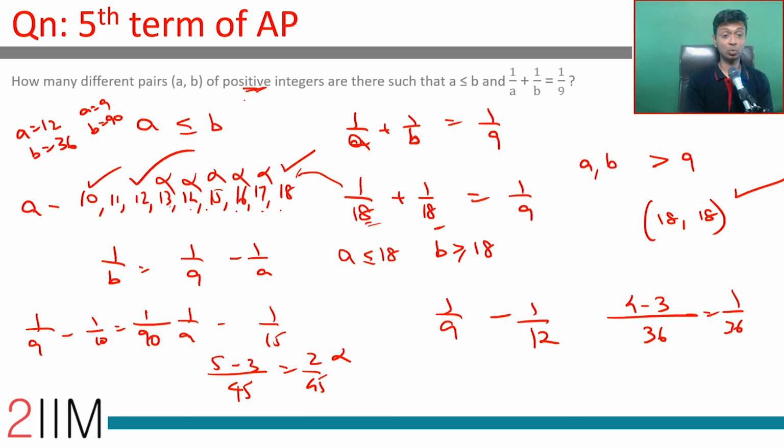So three pairs work. A wonderful question, a tough question. A little bit of math, a little bit of trial and error. The key thing to notice here is to start with 18 comma 18 works. After that, one of a and b has to be less than 18, the other has to be more than 18. So a is less than or equal to 18, b is greater than or equal to 18. a cannot be less than 9, it cannot even be equal to 9. So from 10 to 18, that's the set of possible values a can take.